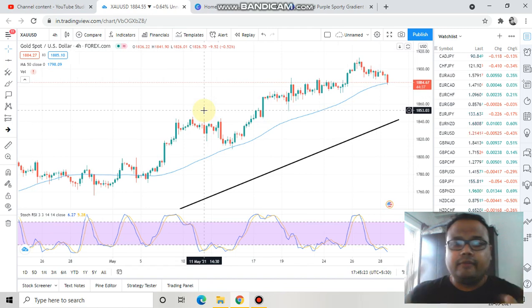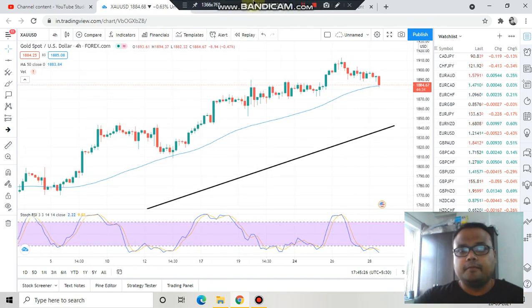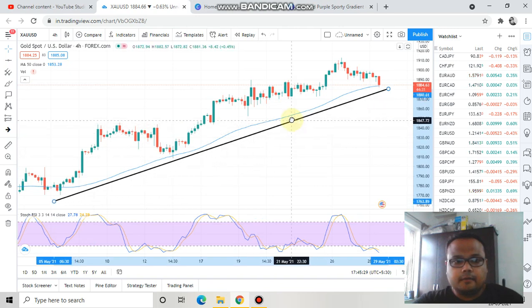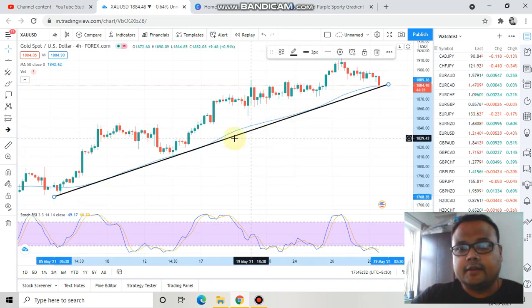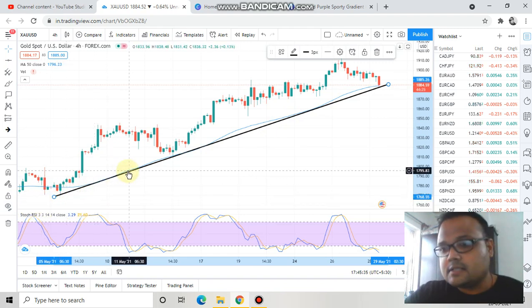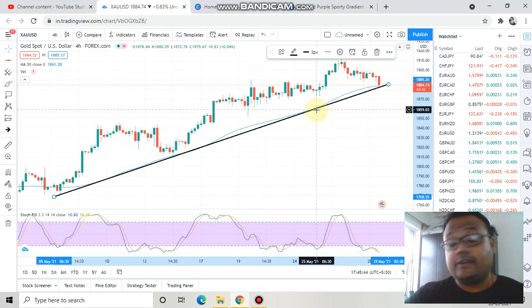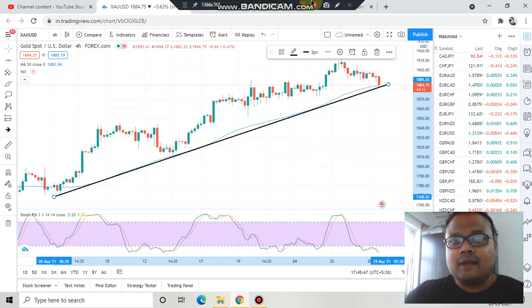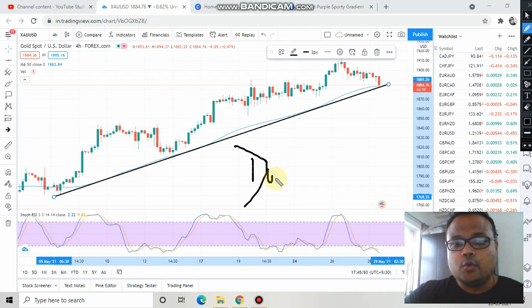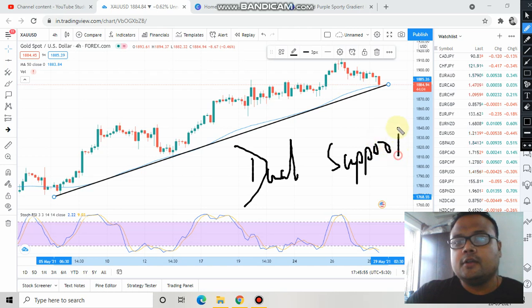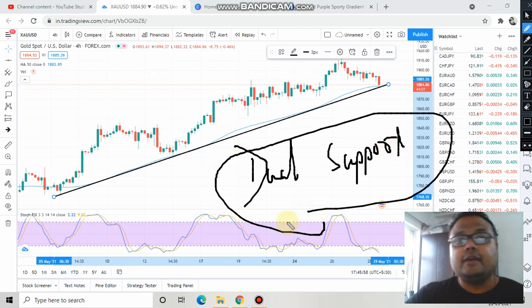And apart from the 50 moving average being the support, I can also draw a trend line here. If I join these dots, you can see that apart from the 50 moving average, market is also standing at the trend line. So market has got dual support here, which is a very good thing. Considering the trend line and the 50 moving average, there is a good possibility that market will bounce from here. But still, we need the confirmation, as I always say.